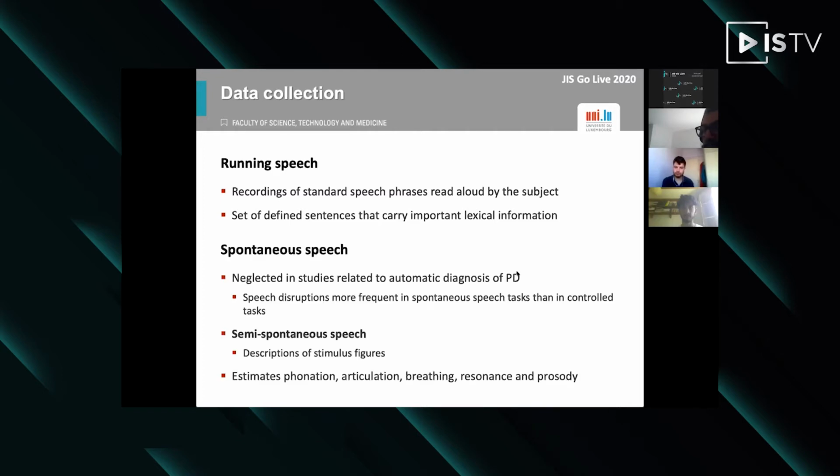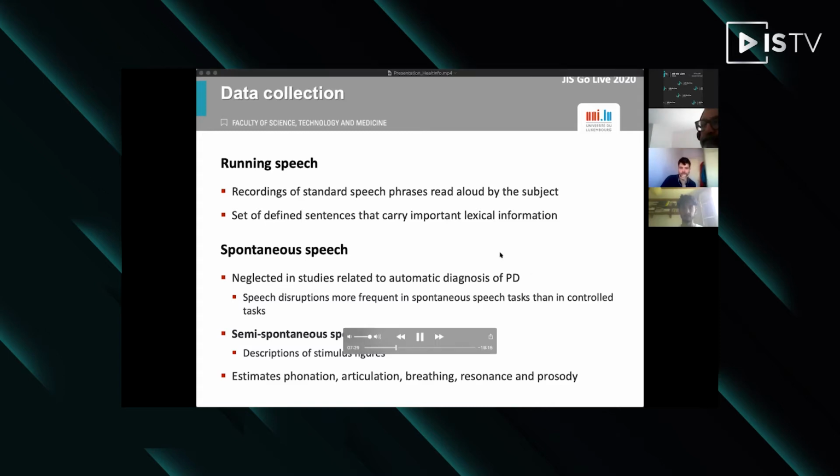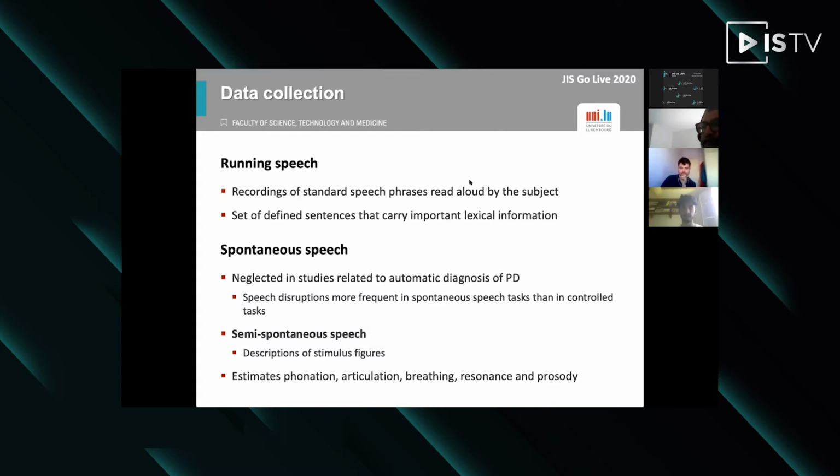And for this task, we define sentences that carry some important lexical information. Another possibility is to use spontaneous speech tasks, which are unfortunately often neglected in studies related to automatic diagnosis of Parkinson's disease, although it is shown that speech disruptions can be more frequent in spontaneous speech than in controlled tasks. So patients can actually perform much better in these repeated controlled tasks than in spontaneous speech.